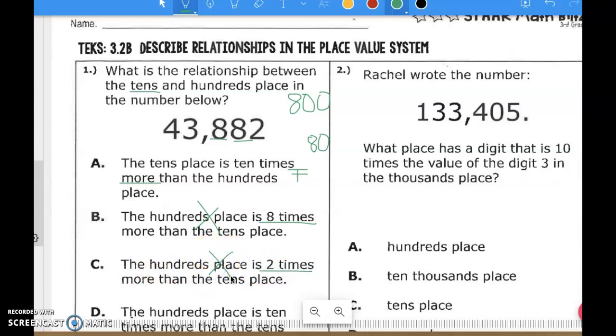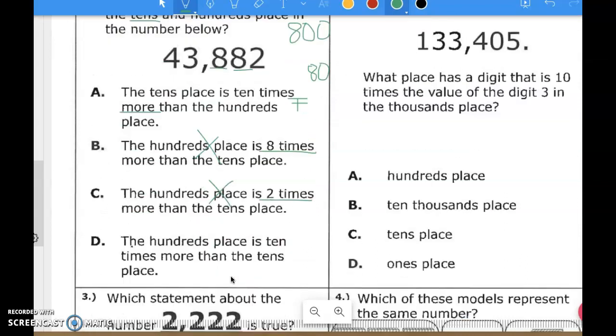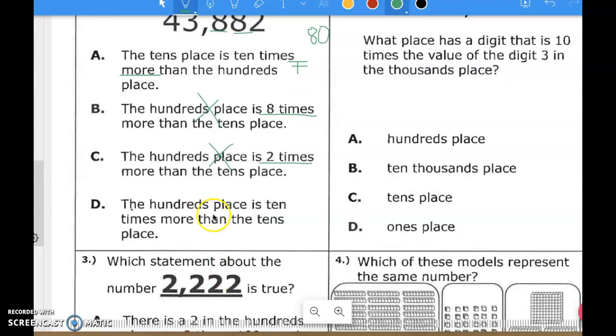Remember in math, in place value, whenever you get a group of 10, you move it to the next place value in the place value mat. You don't count groups of 8 or 7 or 6 or whatever. Whenever you get 10, then you move it to the next place value. That hundreds place is 10 times more than the tens place. This is true. So boys and girls, this was the distractor. This was the correct answer.